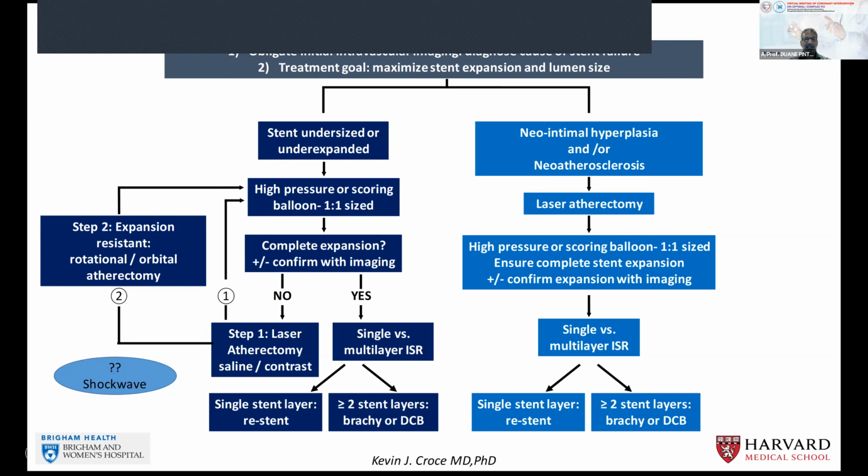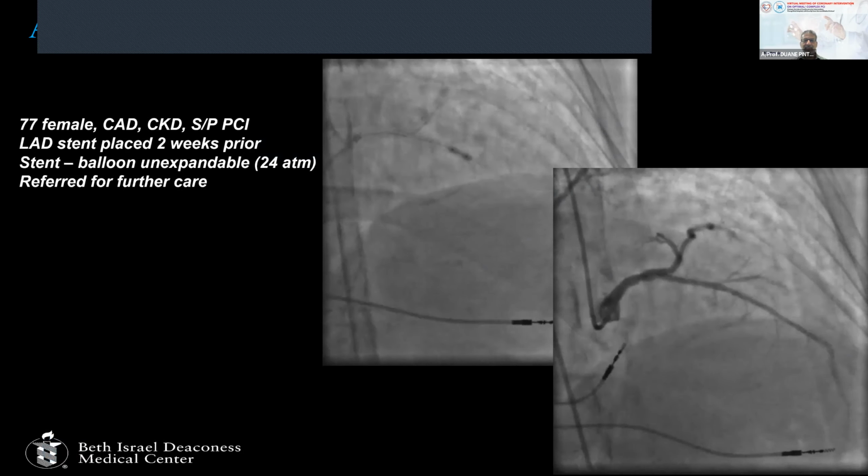If the stent is undersized, then high pressure balloon, and confirm that there is expansion. If there's not, then laser with saline and then contrast. And then if there's adequate expansion, then stenting if there's only 1 layer. However, if there's resistance, then rotational atherectomy is performed. Perhaps we would add in shockwave at this point, but this is just a way that I think about in-stent restenosis.